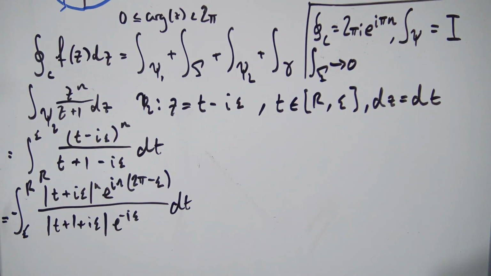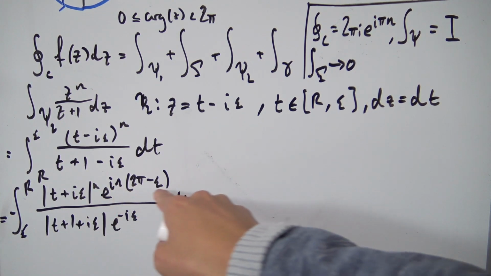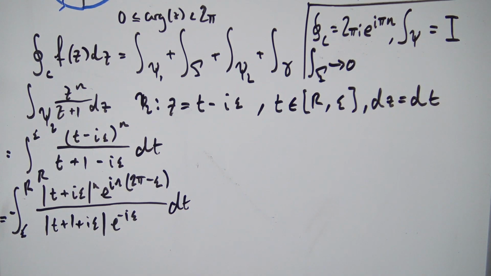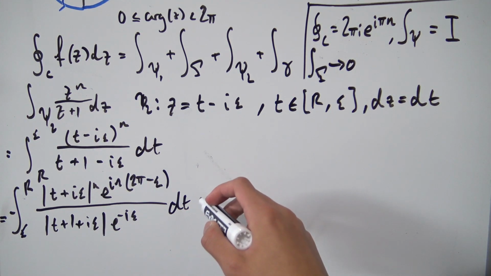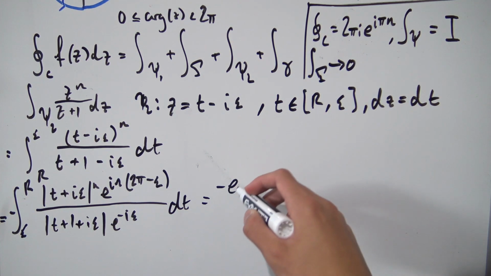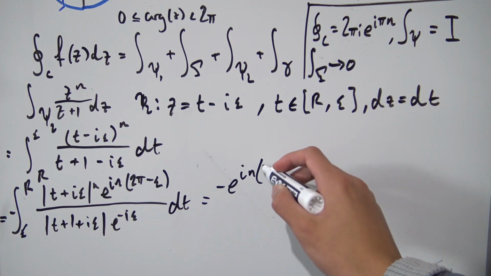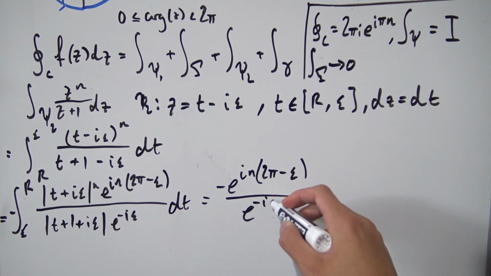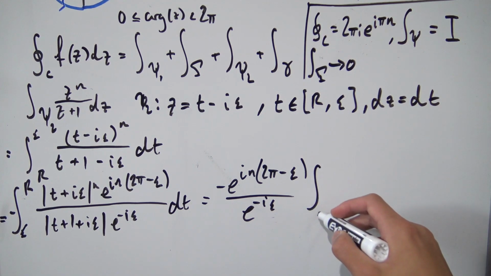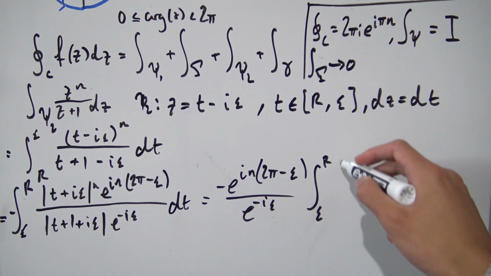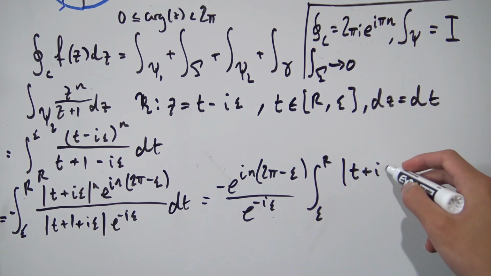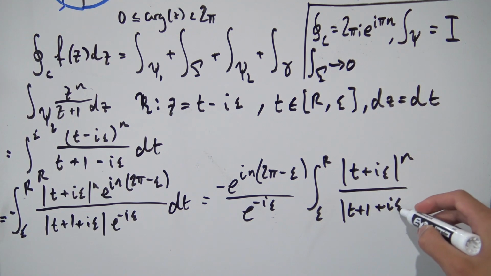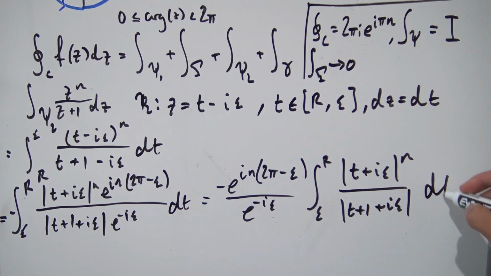And let's see. Notice that this factor right here, this weird exponential thing right here, that's independent of t, as well as this thing right here. So let's chuck those out to the front. So this is equal to negative e to the I n (2 pi minus epsilon) over e to the minus I epsilon, like so. And then the integral from epsilon to r of the absolute value of t plus I epsilon to the n over t plus 1 plus I epsilon, like so, and dt.